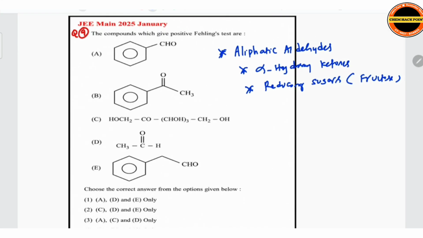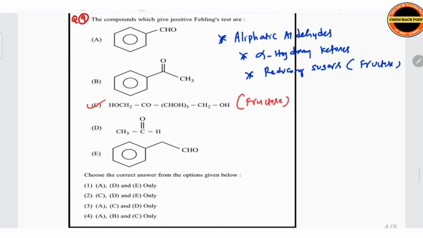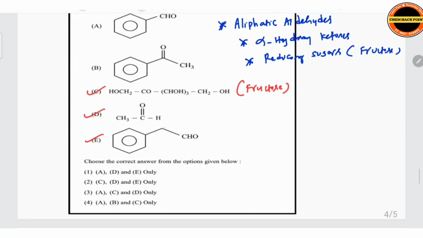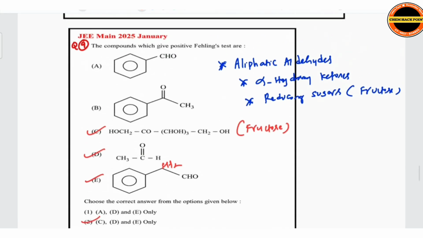So here you can see, what are those? C is fructose. Reducing sugars can give this test. It is an aldehyde, and similarly here, it's not any aromatic aldehyde. Here there is CH2CHO. It will show again. So which answer? According to the given options, C, D, E, option 2 is the correct answer.